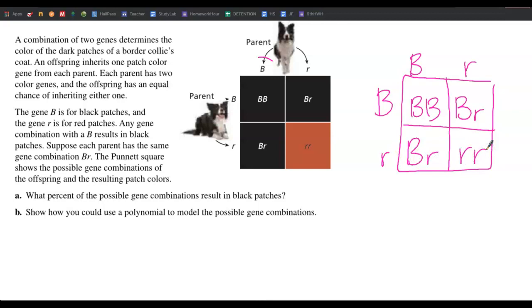Okay. So now the question is, what percent of the possible gene combinations will result in black? 75%. So 3 out of the 4, because the black is the dominant gene. So 3 out of 4, which is what? 75%.